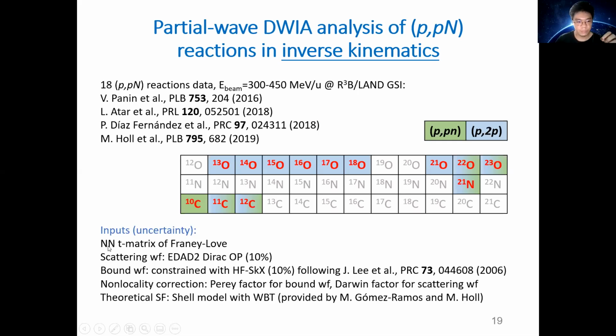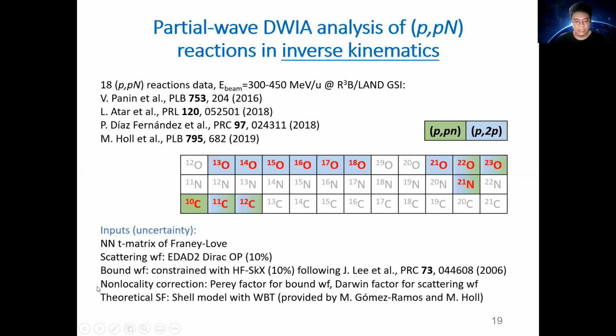For the t-matrix, we are using the one by Franey and Love, and for the scattering wave functions, we use the EDAD Dirac optical potentials with 10% uncertainty. We evaluate this uncertainty by using different versions of the Dirac optical potentials. For the bound state wave function, we use a prescription similar to the one by Chen. We constrain the root mean square radius of the single particle wave function with the one from Hartree-Fock SkX interactions with 10% uncertainty.